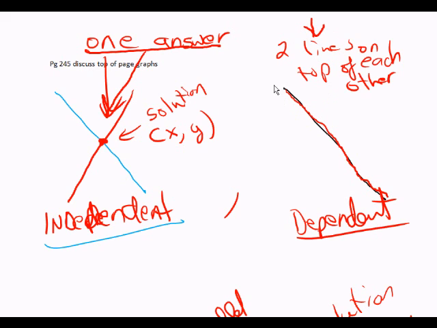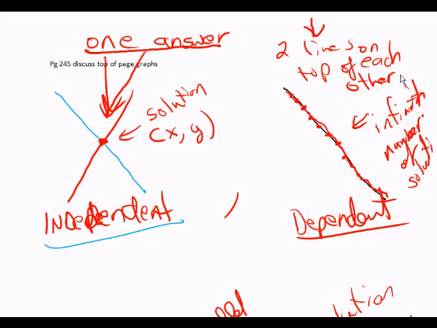I want to go back up here. Here, there's one point that touched. There's one answer. Now, this one, the dependent, says there are infinitely many solutions because these two graphs are touching. Do you see? They touch at every single spot because they're right on top of each other. So this graph that's dependent has an infinite number of solutions.